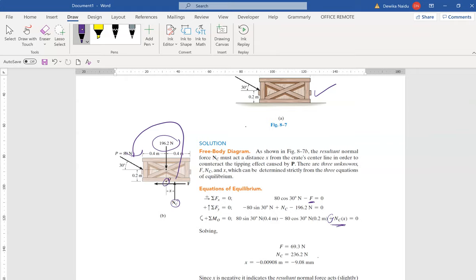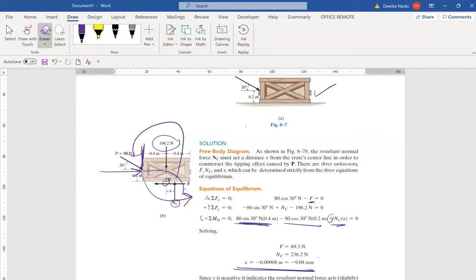Then we have your 80 sin 30 going around this side, which is also positive because it's anticlockwise. And then we have 80 cos 30, which is slipping this way, going this side, which is negative. So from here you get a distance of x.